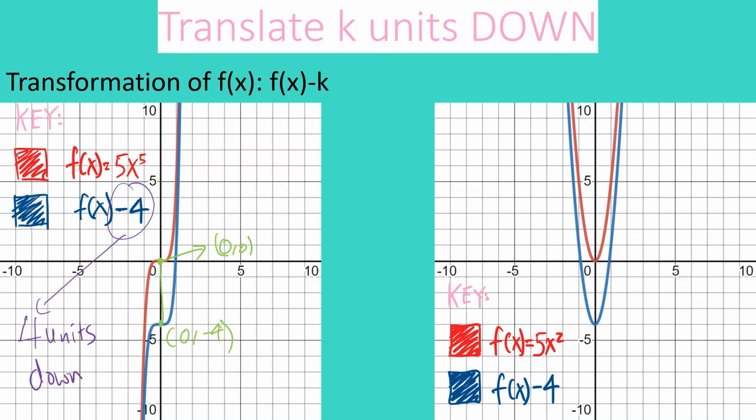Now let's look at the second graph. We have f of x equals 5x squared, and we have f of x minus 4. This minus 4, again, represents moving the function 4 units down.